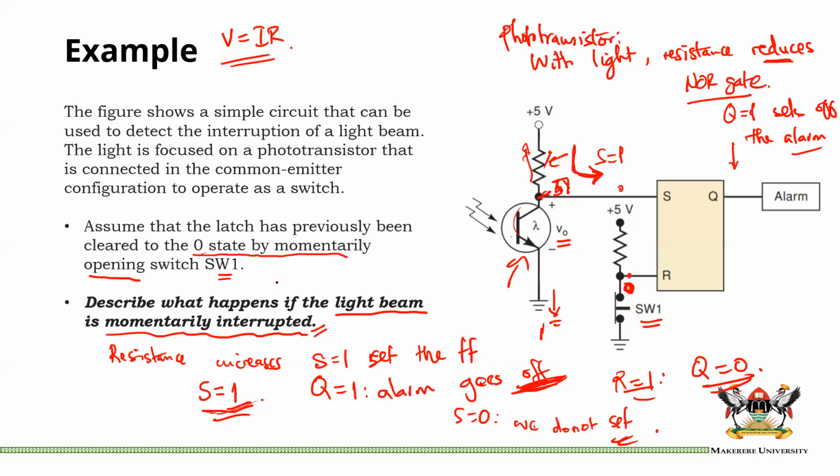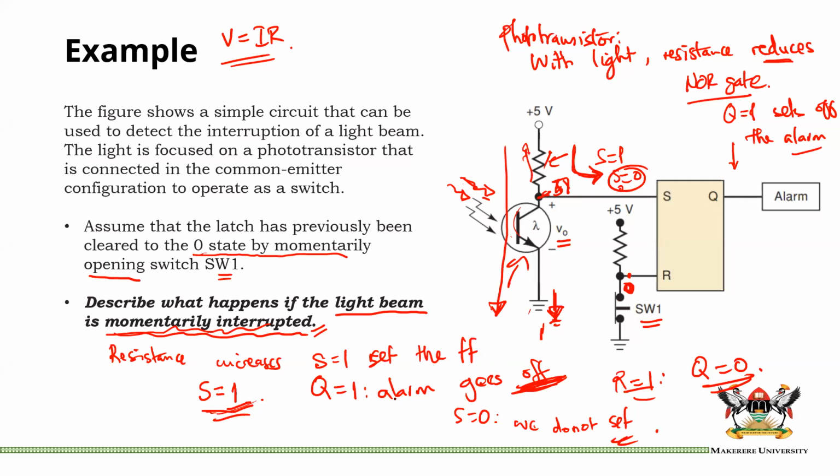Anyway, now we have been told that the light beam is momentarily interrupted. That means that eventually the light beam is restored after a moment. When it is restored, this connection is put back, meaning that the resistance reduces and now the current can flow into the ground. When that happens, S goes back to 0. Okay, S goes back to 0, but by S going back to 0, it doesn't change Q, because S equals 0 doesn't reset, sorry, it doesn't clear the flip-flop.